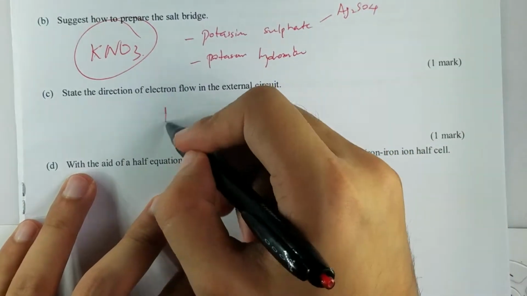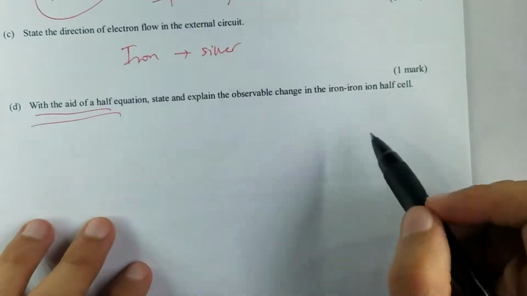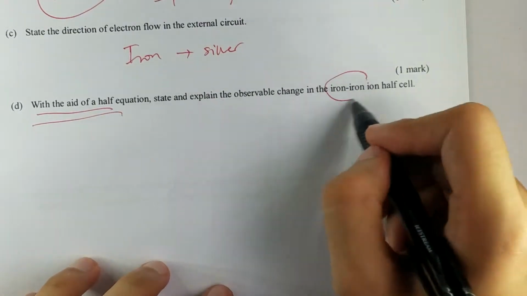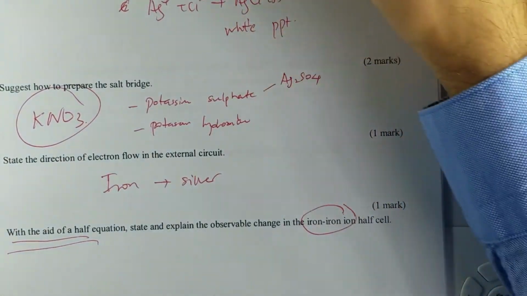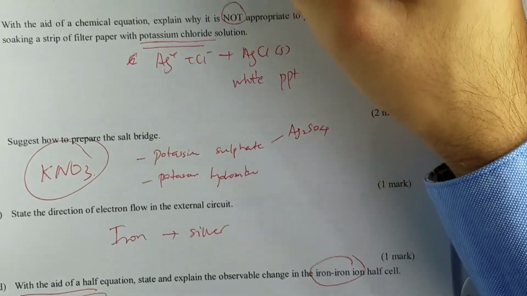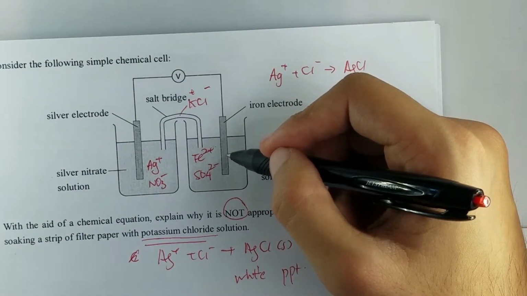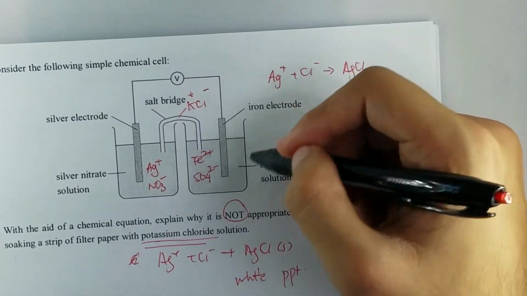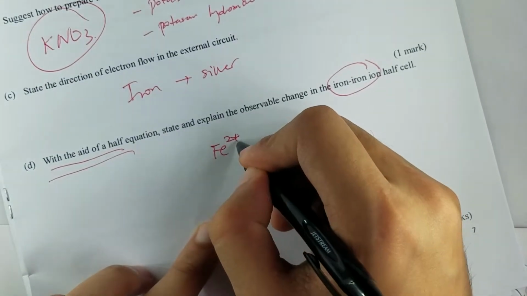Direction of the flow from iron to silver. With the aid of half equations, state and explain the observable change at the iron-iron ion half cell. So over here we want to see what is happening. So we know that there's iron 2. Iron 2 is what color? Essentially it is yellow. Okay, my bad, green. So pale green. So iron 2 is pale green.